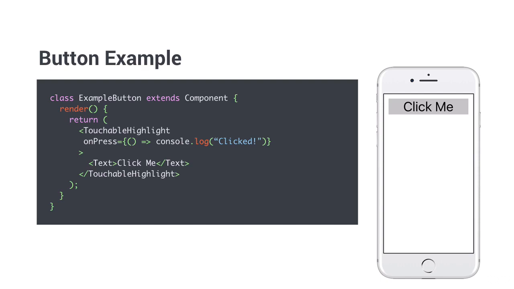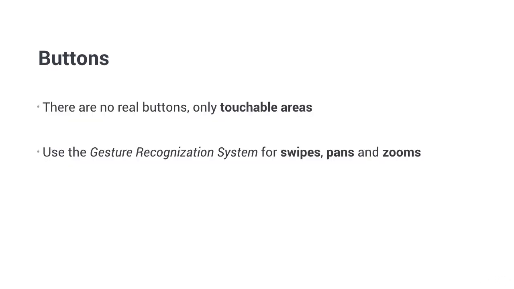There is also a callback for long touches, called onLongPress. What you put within your touchable highlight is up to you. It behaves similar to a view, except that it allows for user interaction. Here, it's just a simple button text. If you need more elaborate interaction handling, like swipes, pans, and zooms, check out the gesture responder system of React Native.